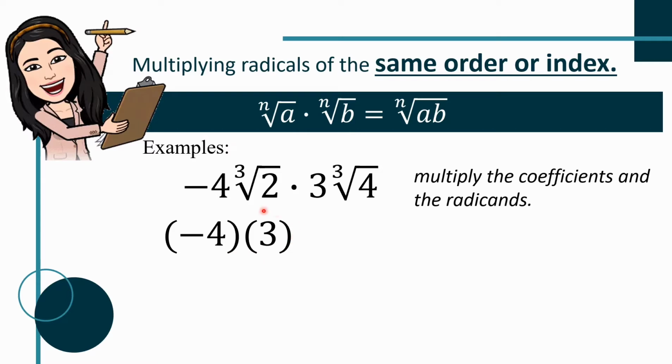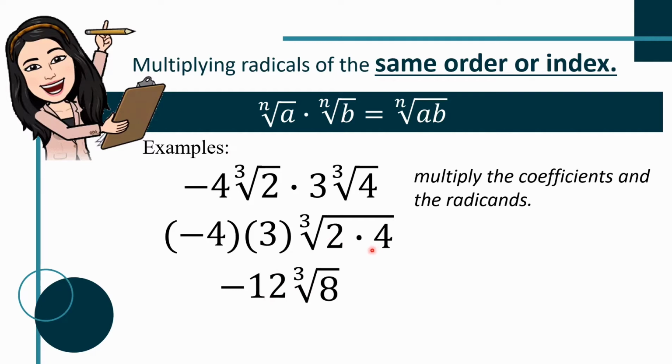And then, after that, yung radicand naman. So, kopyahin lamang natin ang kanilang common root. So, that is cube root, right? And then, multiply the radicand. 2 times 4 is equal to 8. So, therefore, this is equal to negative 4 times 3 cube root of 2 times 4. Okay. Next, simplify natin. Negative 4 times 3 is equal to negative 12. How about 2 times 4? Okay, that is cube root of 8.